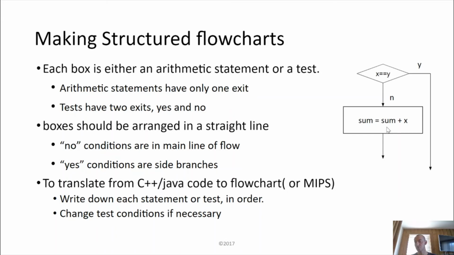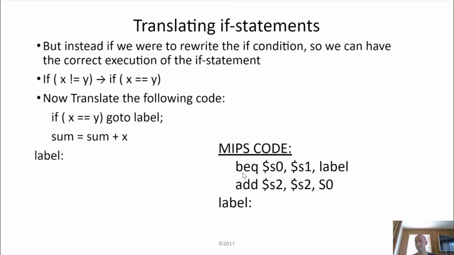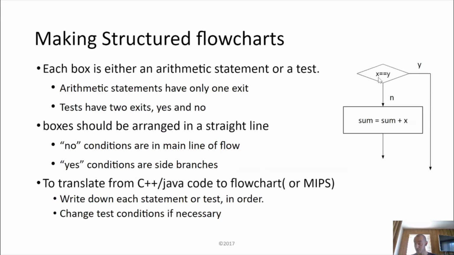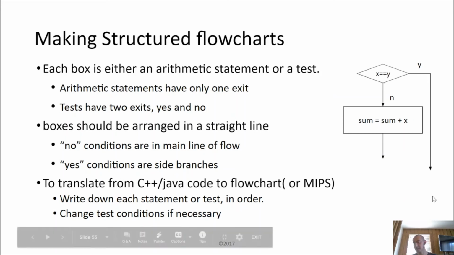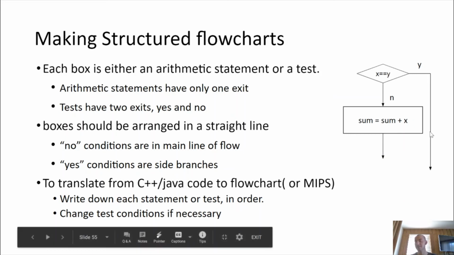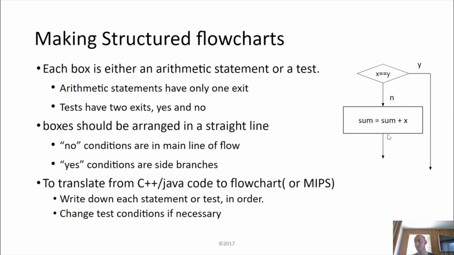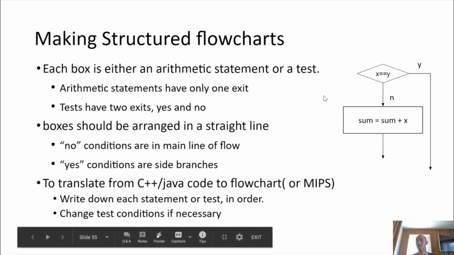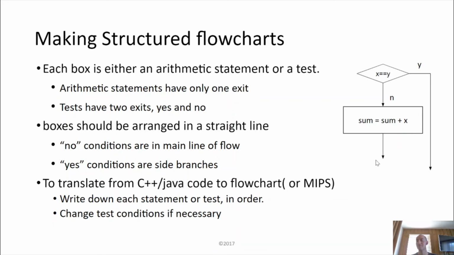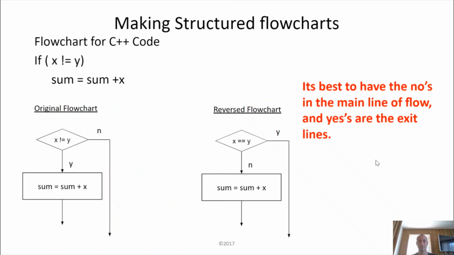So this is the flowchart for what we have here. It's branch equal. If these two are equal, it's yes, which means we are exiting from that statement, so we are going to a label which is after. And if they are not equal, we are going to this statement that we originally had. So when you want to translate, you can draw the original one and then try to change the conditions to make it run as expected.